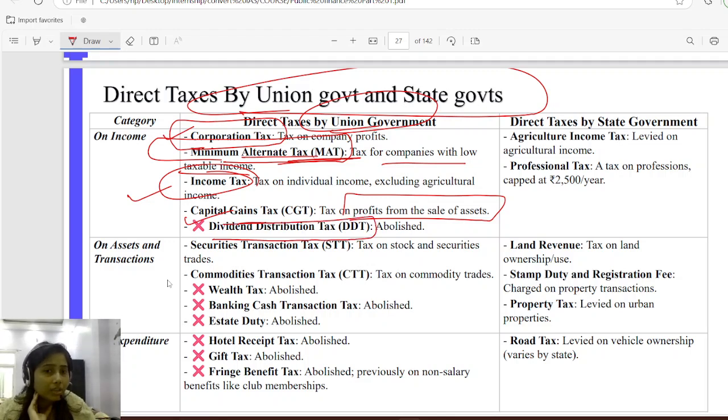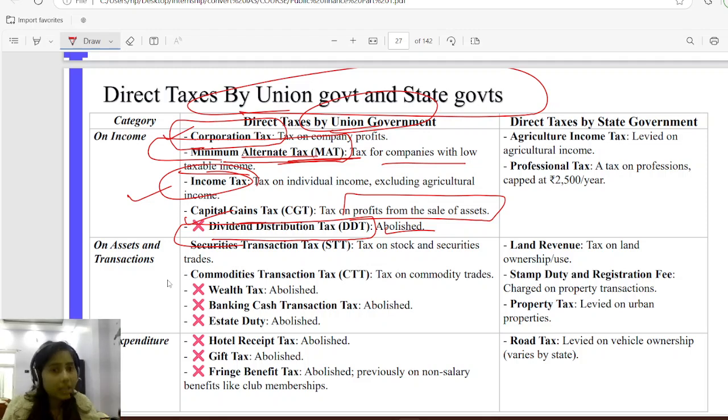Earlier dividend distribution tax was there, what I was explaining earlier, but later it got abolished because when dividend is being paid to an employee, at that point in time a new mechanism came, tax deduction at source only.